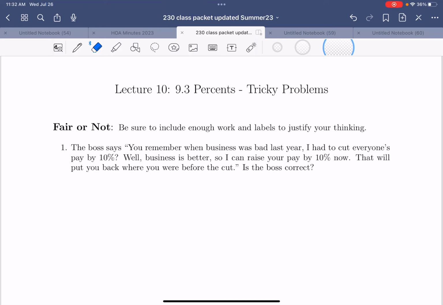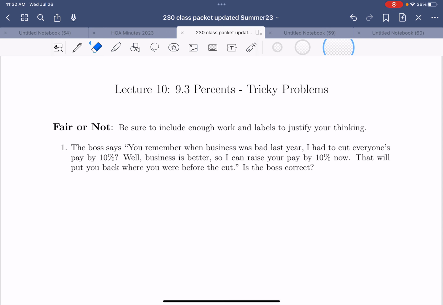Hi there, this is lecture 10, 9.3 on percents. I've picked out a handful of problems that often give people difficulty, and I want to go through those specifically. There are three types of them, and the first one are the questions that I categorize as fair or not.